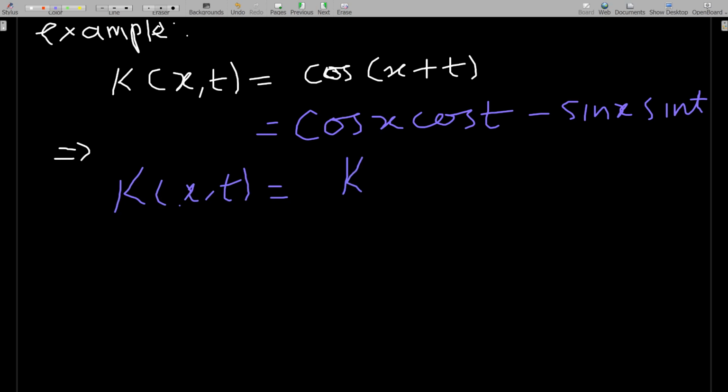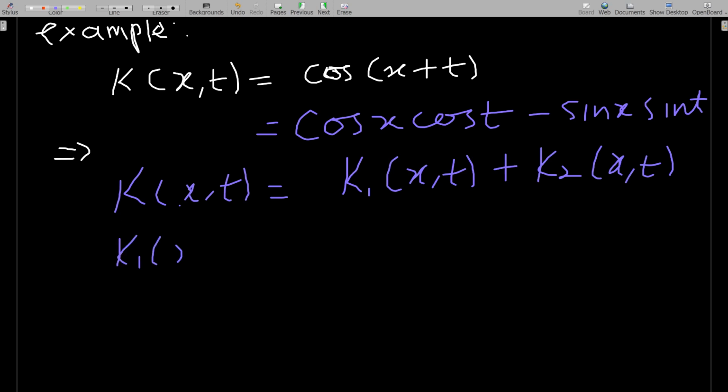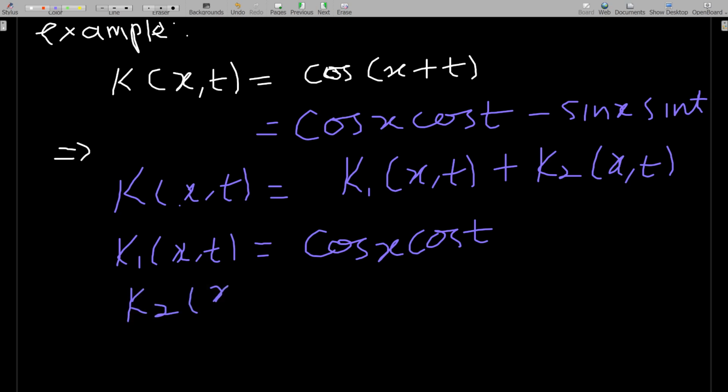Okay, this is the same as k1(x,t) plus k2(x,t), where k1(x,t) is equal to cos x cos t, and then k2(x,t) is equal to minus sin x sin t. Okay, so if I sum these, I'll get that back.